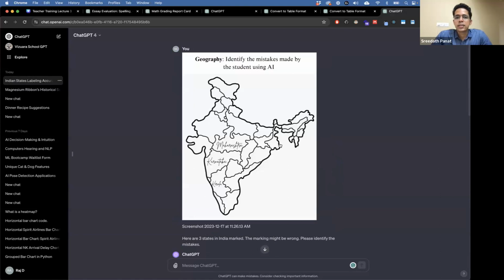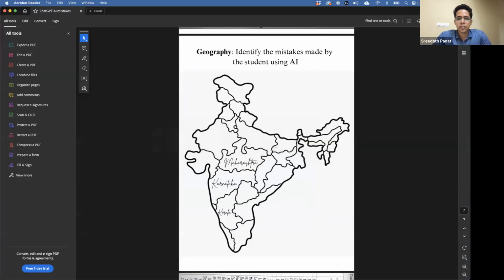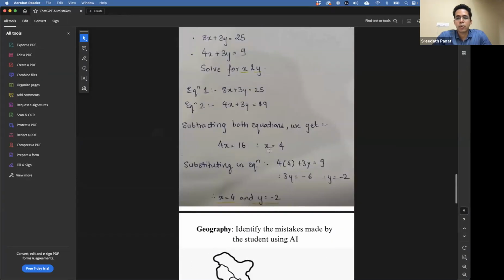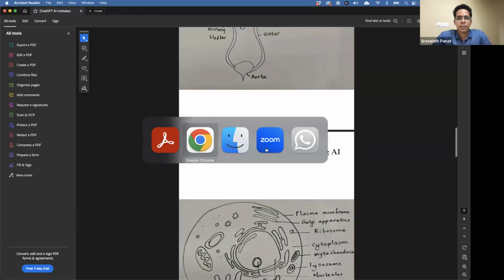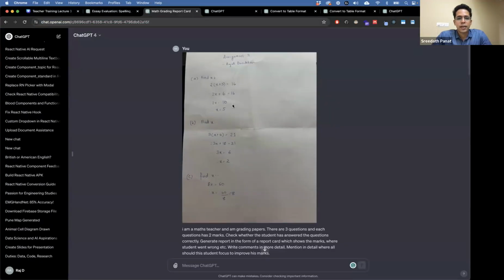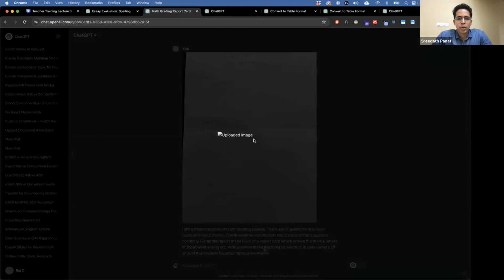Now what you can actually do is, if you have an answer key, a correct labeling of a map, you can provide that to ChatGPT and ask it to compare the answer key with this wrong set of labels, and then it can make it correct. So this is one example where, in geography or social studies, you can make use of ChatGPT in evaluating student responses. But let's now go into a bit more complex example, which is a math problem. Here, I'm just showing you a math problem.